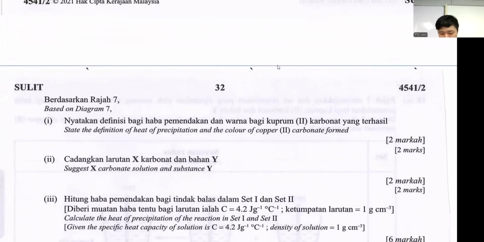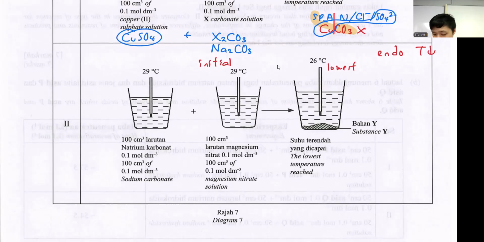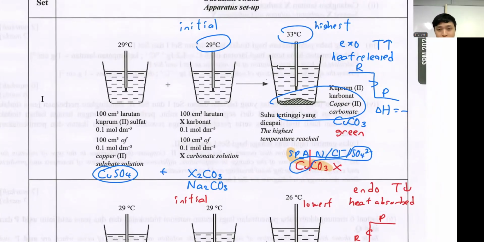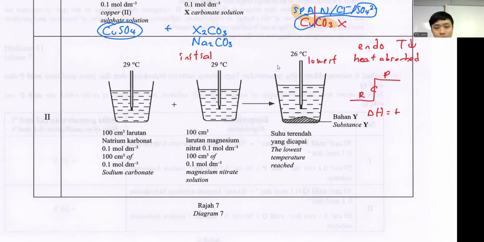State the definition. Before that, set two, temperature: what happened? Initial to lowest temperature. So what reaction is this? Endothermic, because the temperature of the reaction decreases. Heat is absorbed from the surroundings. The total energy of the reactants is lower than the products. Delta H is positive because it absorbs heat. Release heat, delta H negative. Release heat, you don't want heat, minus heat. Absorb heat means you want heat. The reactant needs to absorb the heat.